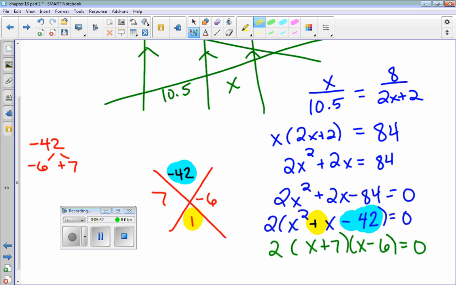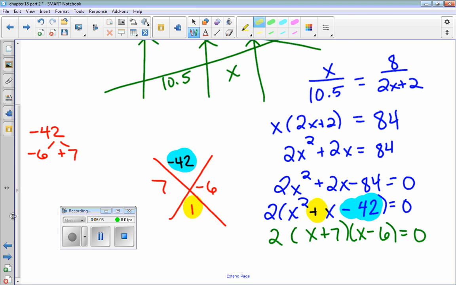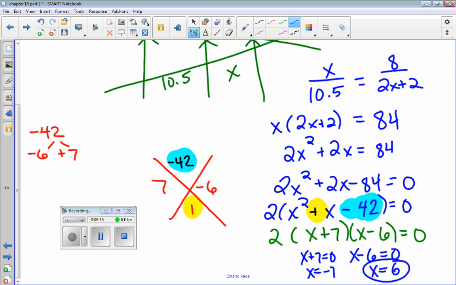Okay? Now, once it's factored, it's still not solved. How do I solve it? 2 never equals 0, so I don't have to really worry about the GCF part. And actually, I know that negative 7 is not a solution because it's negative and it's a length. So I know that 6 is my only solution here.